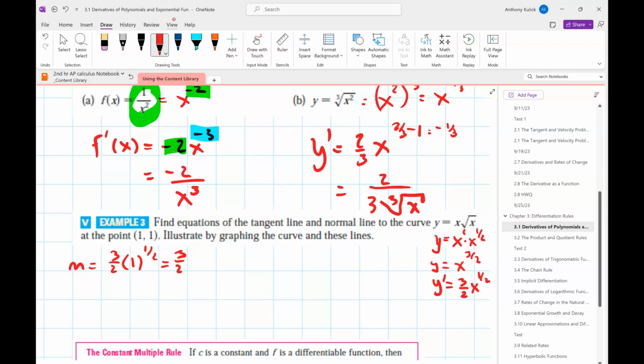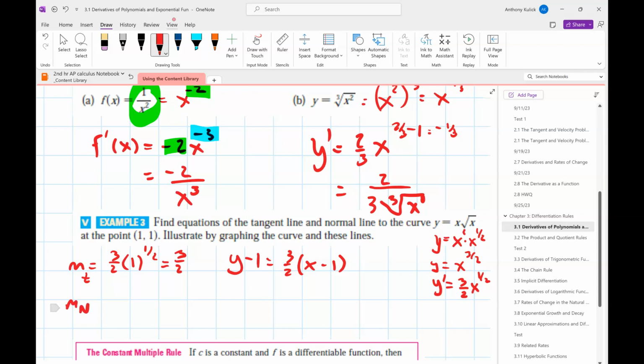Okay, to write the tangent line then, I need the slope when x is equal to 1, so I just plug 1 into the derivative. So I have y minus 1 equals 3 over 2 times (x minus 1).